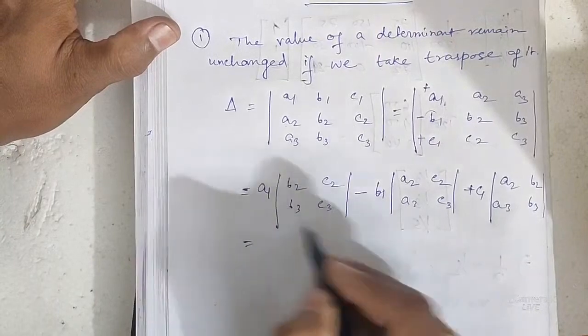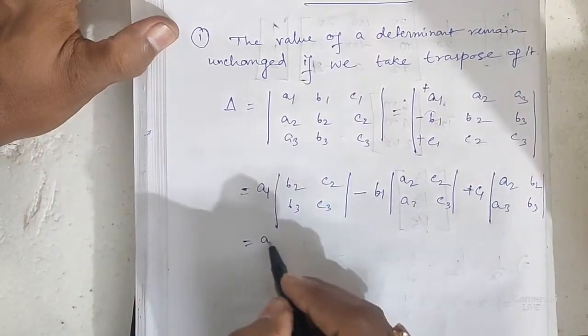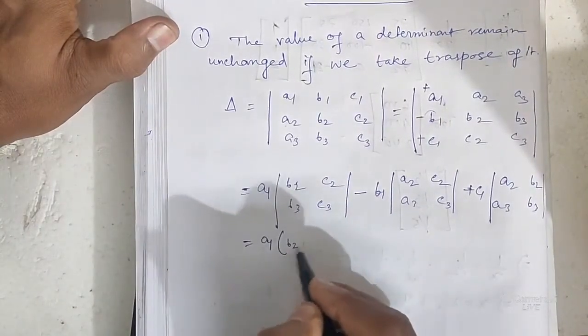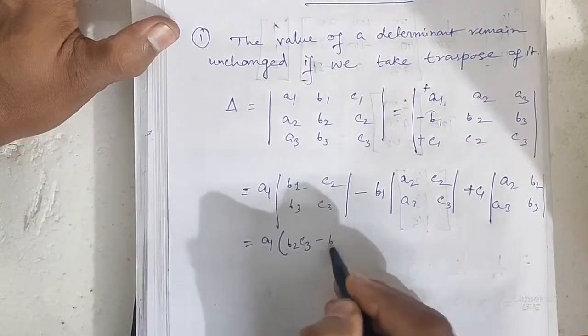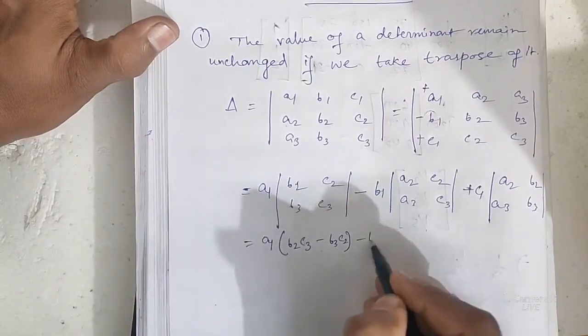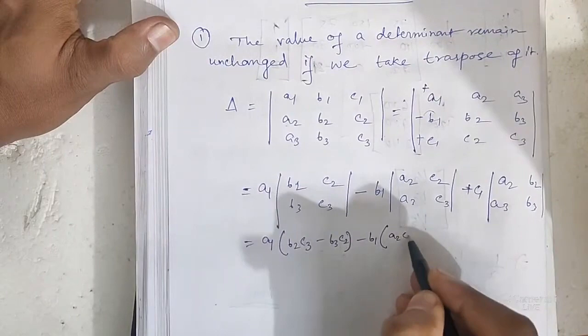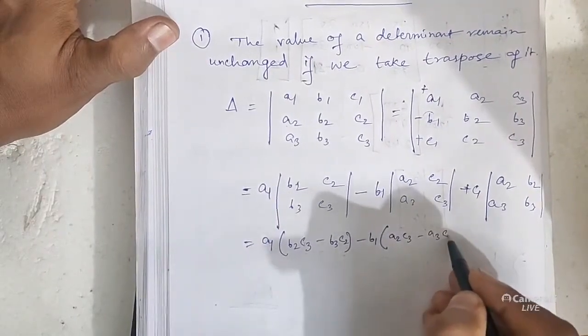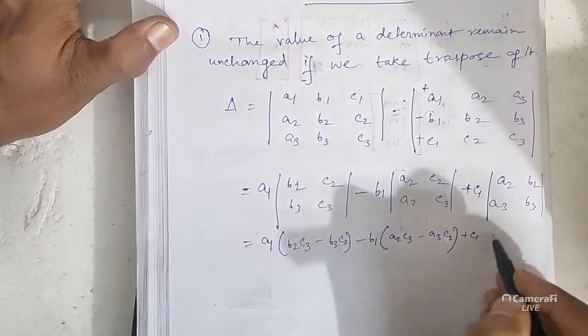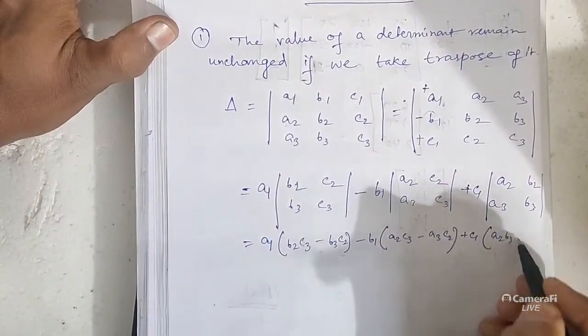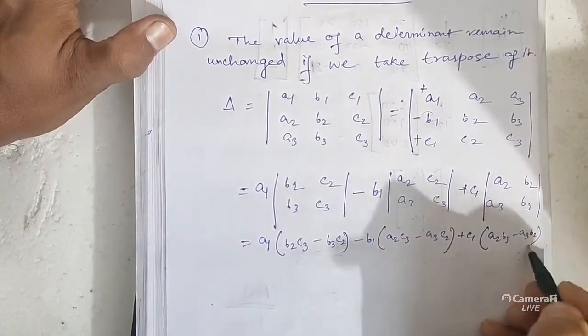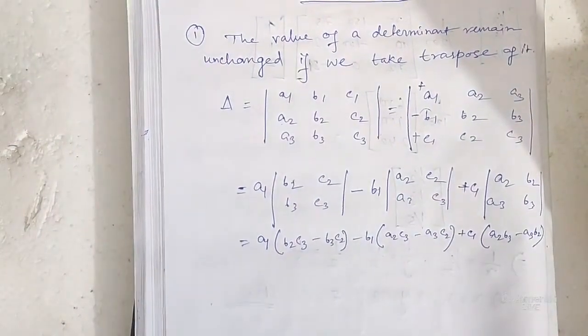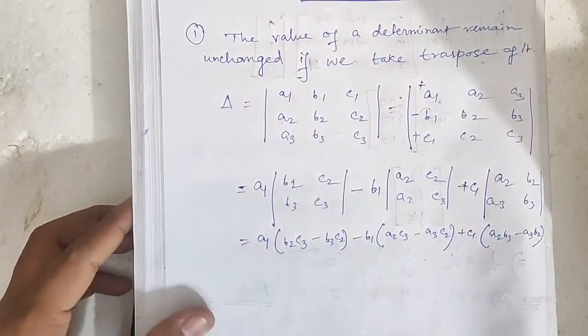Now how to expand this 2 by 2 matrix? Just cross multiplication: b2 c3 minus b3 c2, b1 into a2 c3 minus a3 c2, plus c1 into a2 b3 minus a3 b2. In this way we expand the determinant.